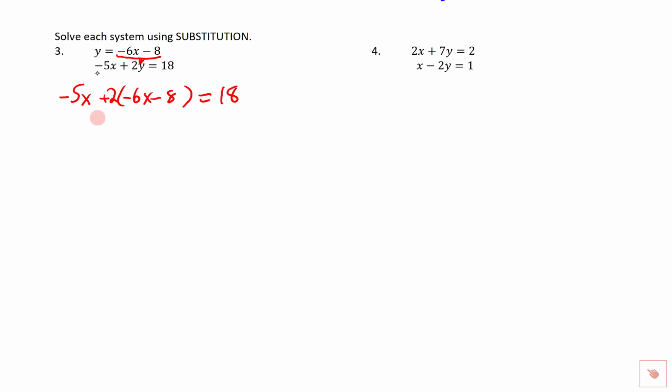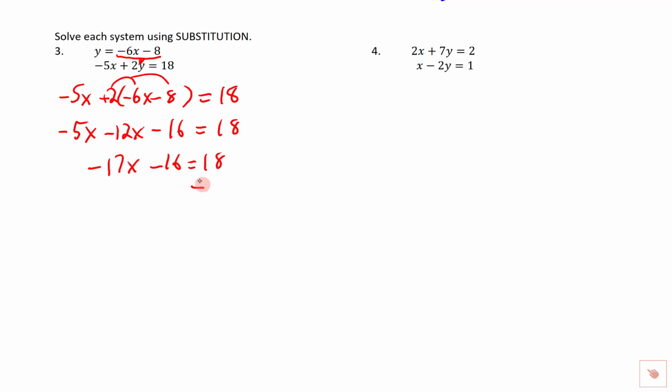So you'll notice that this second equation has now been rewritten. I've rewritten it with the negative 5x. I've got 2 times y, but I've replaced the y with what y equals. So now I've got just x's in this equation and numbers. So we'll just continue solving now. I do need to distribute here. So we end up with a negative 5x. We get negative 12x, and then we've got a negative 16. And then on the other side, we have an 18. And then we put the two of these together, we get negative 17x minus 16 equals 18.